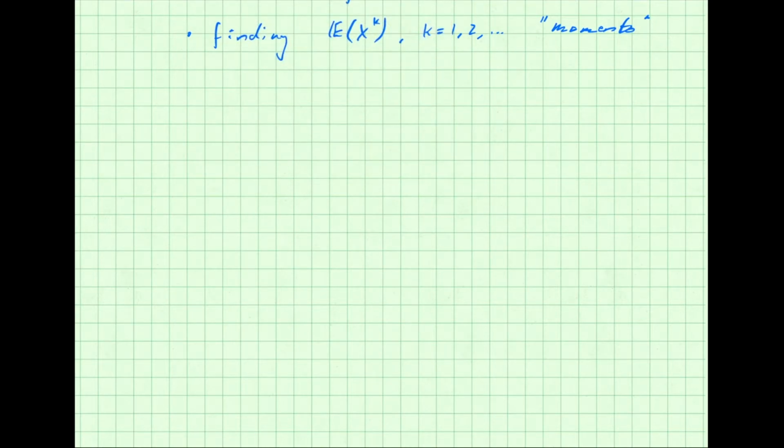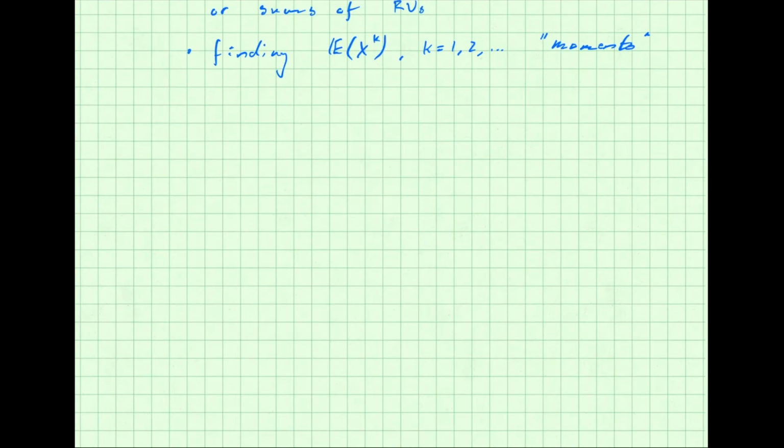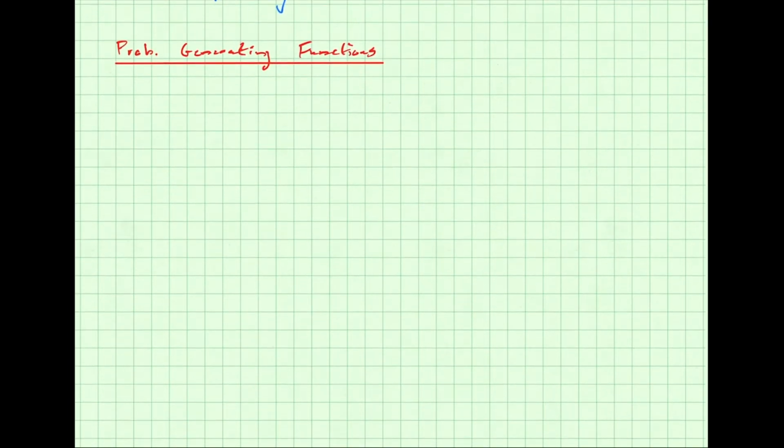The first one we'll talk about today is the probability generating function, or PGF. These are really for discrete random variables. What they are is a power series representation of discrete random variables.